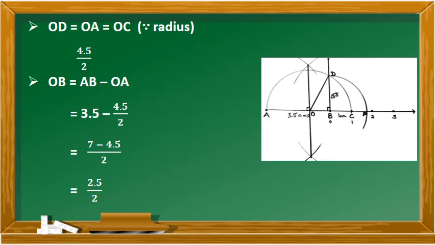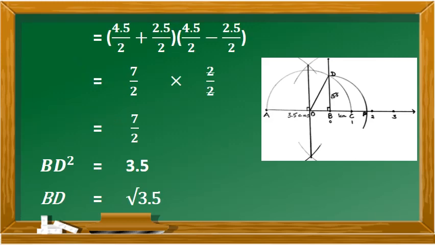OB is nothing, it is AB measure minus OA measure. What is AB measure? It is 3.5 minus OA measure, which just now you found out is 4.5 by 2. Now here the denominator becomes 2, that is the LCM, and the numerator becomes 7 minus 4.5, which is nothing but 2.5 by 2.